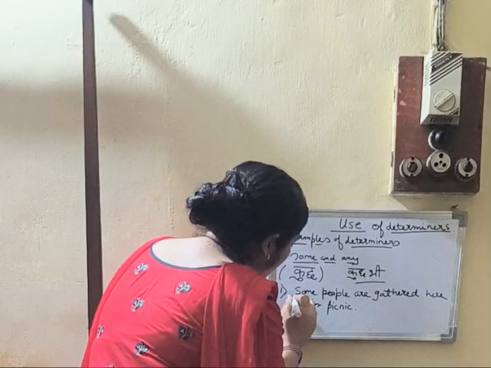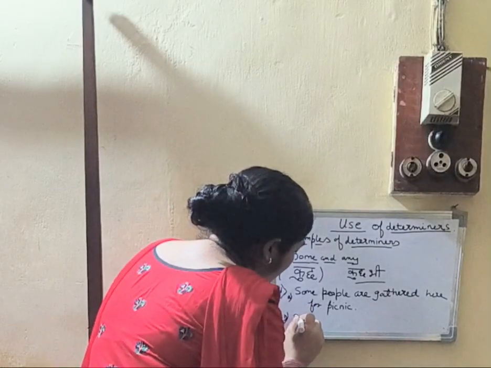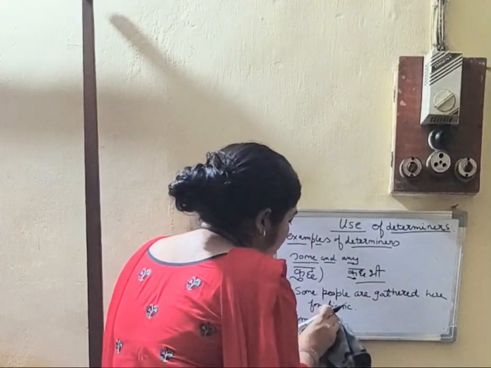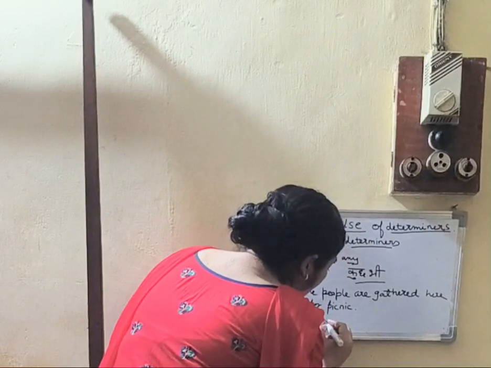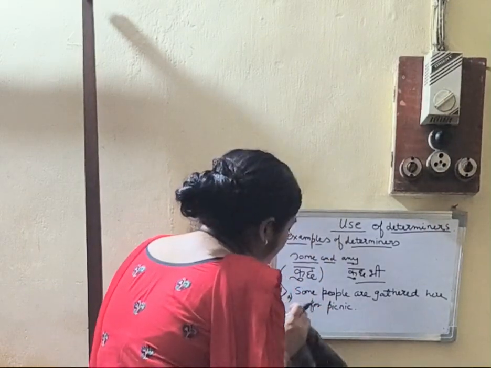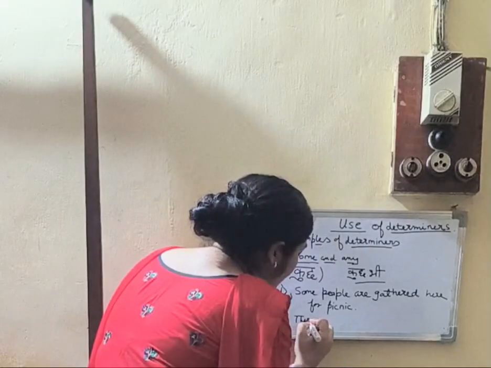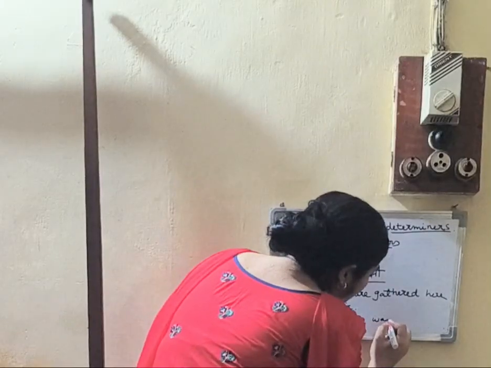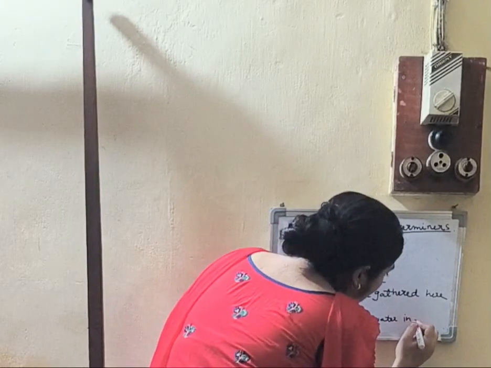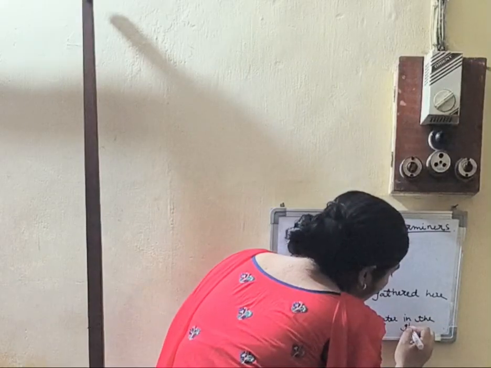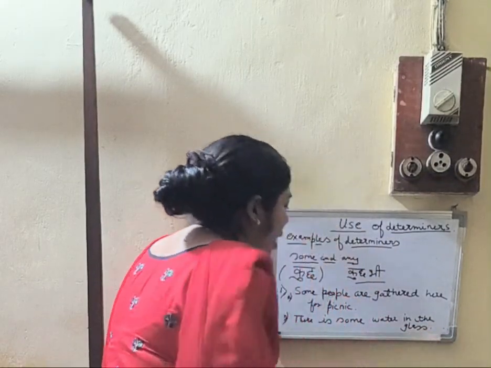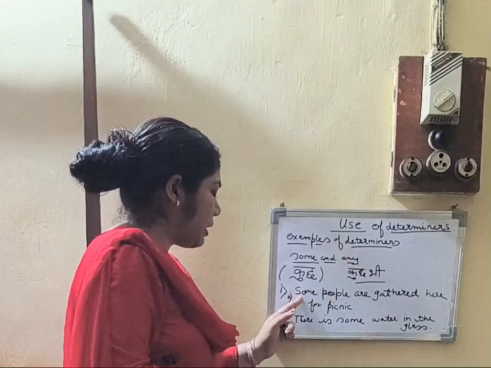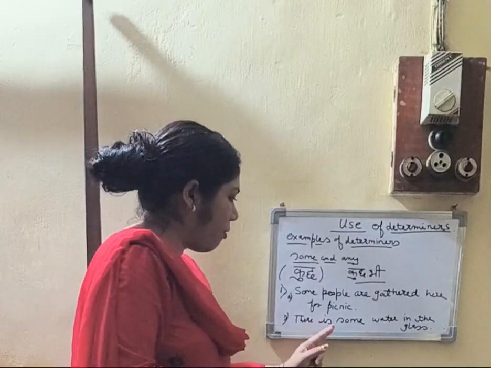Second example, some water, or you can say there is some water in the glass. Okay, I have taken two examples related to the determiner, that is some. Using some determiner, I have made two sentences.